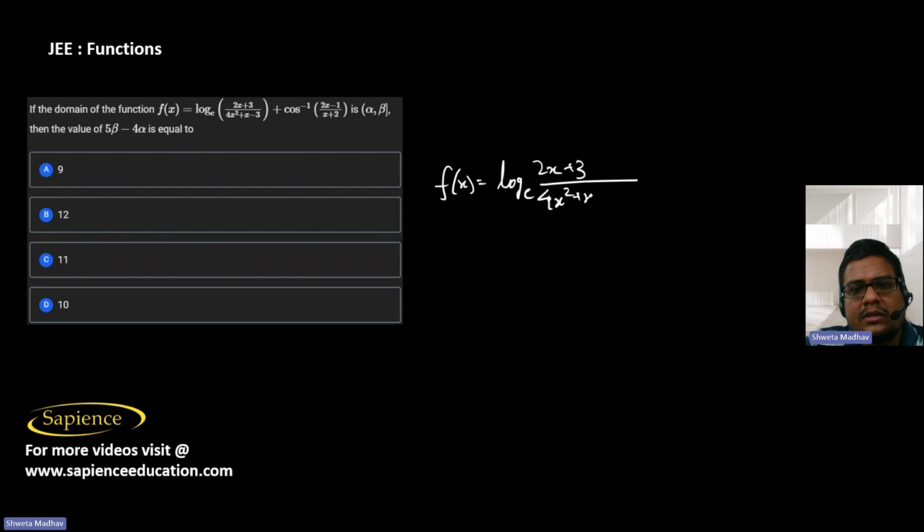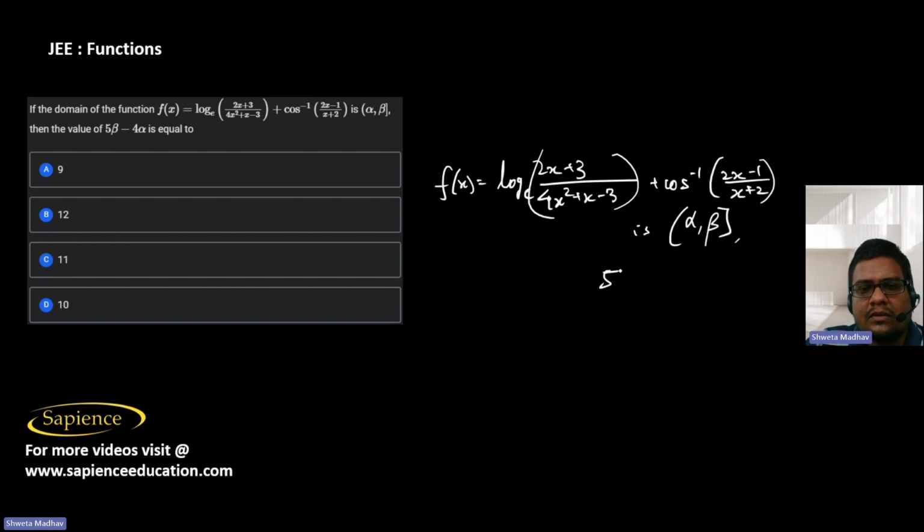Then here it is told that if the domain of the function f of x, which is equal to log base e of (2x plus 3 divided by 4x square plus x minus 3) plus cos inverse of (2x minus 1 by x plus 2), is alpha to beta, then the value of 5 beta minus 4 alpha is equal to how much?